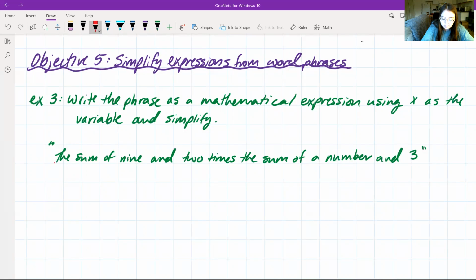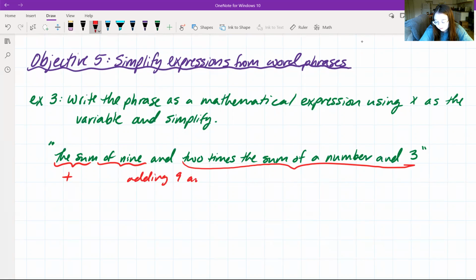So first things first, we have the sum, so we're dealing with addition, and we're just going to write the addition symbol for simplicity's sake. So we have the sum of 9. So since we're saying the sum of 9 and something else, this here means that we are adding 9 and this whole expression.